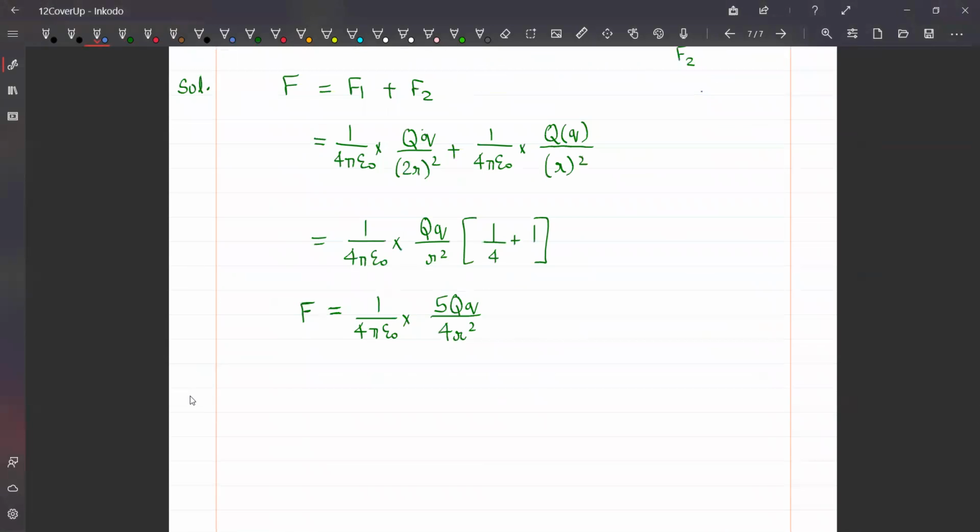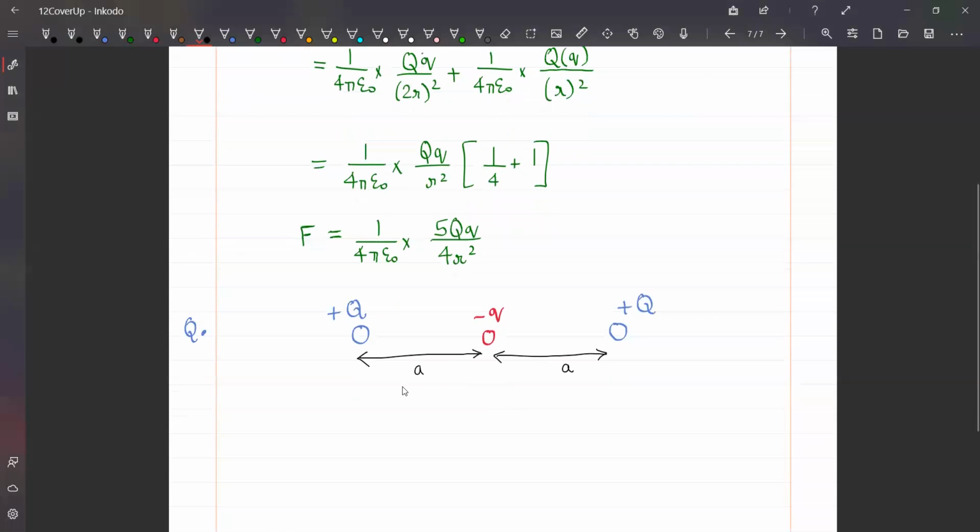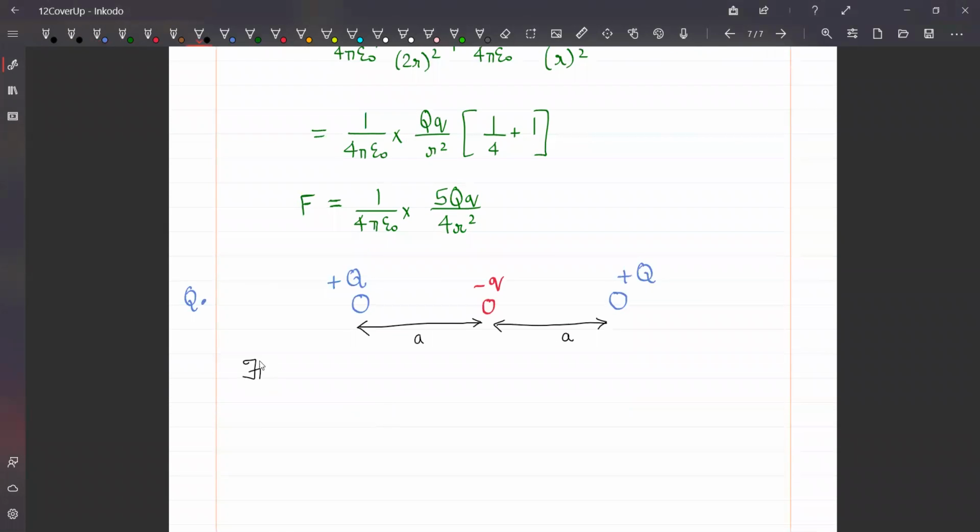I'll give you some questions to practice. So let us say you have a plus Q charge here, plus Q charge here, and you are keeping a minus Q charge at the center. This distance is A, this distance is A. Find the net force on minus Q.